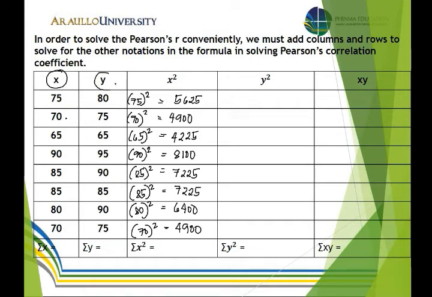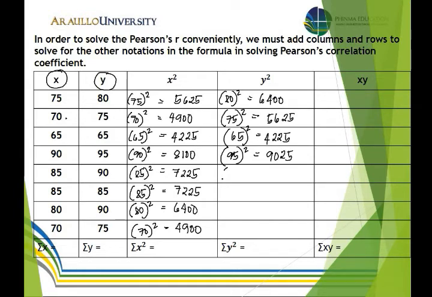So ito naman tayo sa y squared naman. So 80 squared is equal to 6,400, and then we have 75 squared is 5,625, and then we have 65 squared is 4,225, and then we have 95 squared is equal to 9,025.